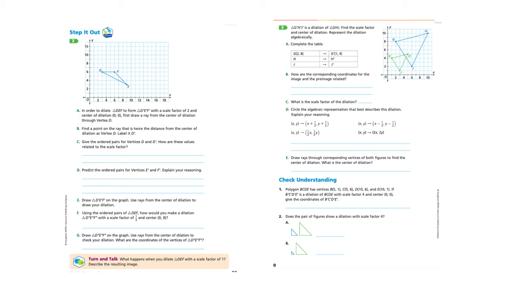Then F, using the ordered pairs again from D, E, F, how would you make a dilation D double prime, E double prime, F double prime with a scale factor of 1/3 and a center 0, 0? So your origin is still your center. This time your scale factor is 1/3 instead of 2. So first think, is it going to be smaller or is it going to be larger? Then draw that triangle D double prime, E double prime, F double prime on the graph. Use rays from the center of dilation to check your dilation.